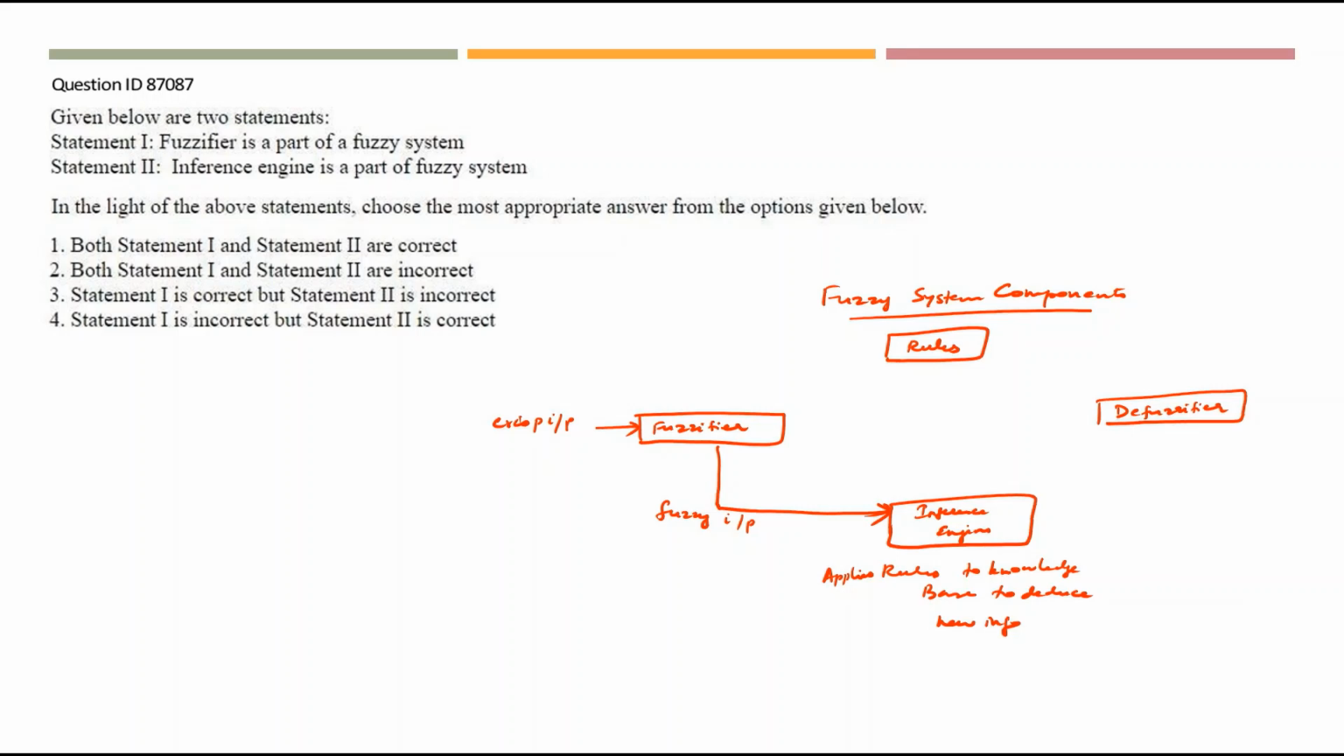So when I say it applies rules to knowledge base, these rules, or the rule base, will be connected here. So once it deduces information, it sends the fuzzy output to the defuzzifier. From here we get the crisp output. So the fuzzy output will be converted to the crisp output by the defuzzifier. Fuzzifier will convert crisp to fuzzy input. These are the different components. I have just given them in rectangular boxes. They are the components, but they all belong to the fuzzy system. So fuzzifier is a part of fuzzy system is true. Inference engine is a part of fuzzy system is also true. Option number 1, both statement 1 and statement 2 are correct, will be the right answer.